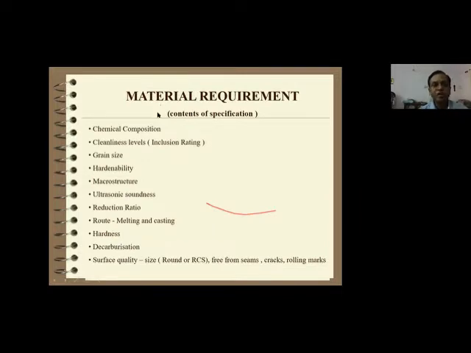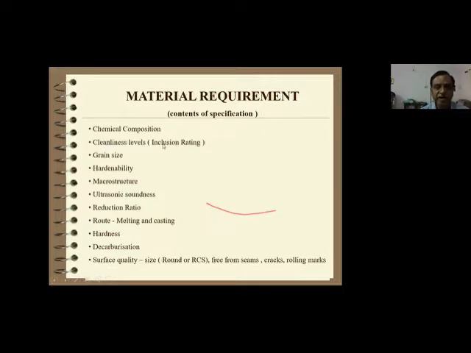Now, when we want to get the material, we have to give the specification to the steel mill for getting that right material. So what are the contents of that specification that one need to know? The first thing is the chemical composition. For any grade, one should know what exactly chemistry we are looking for. Then cleanliness level, that is the inclusion rating.